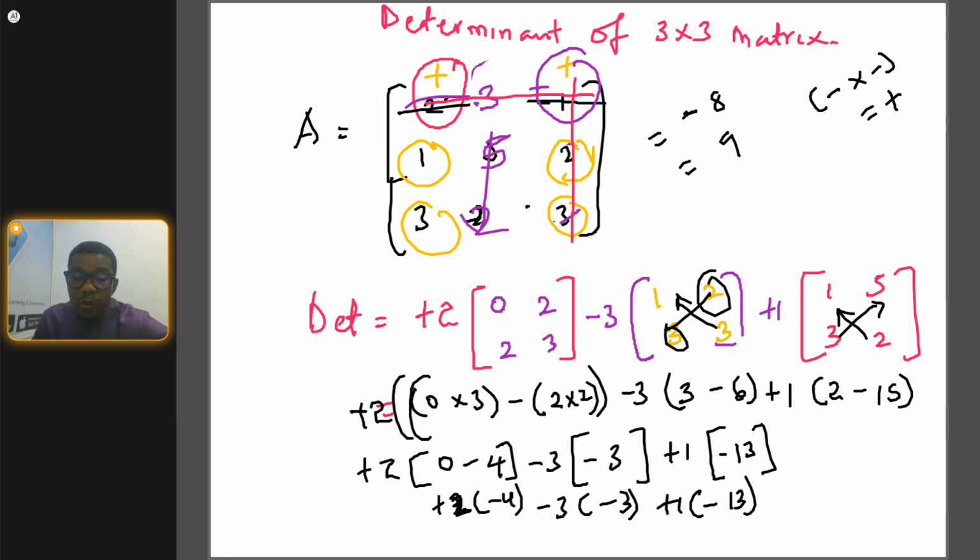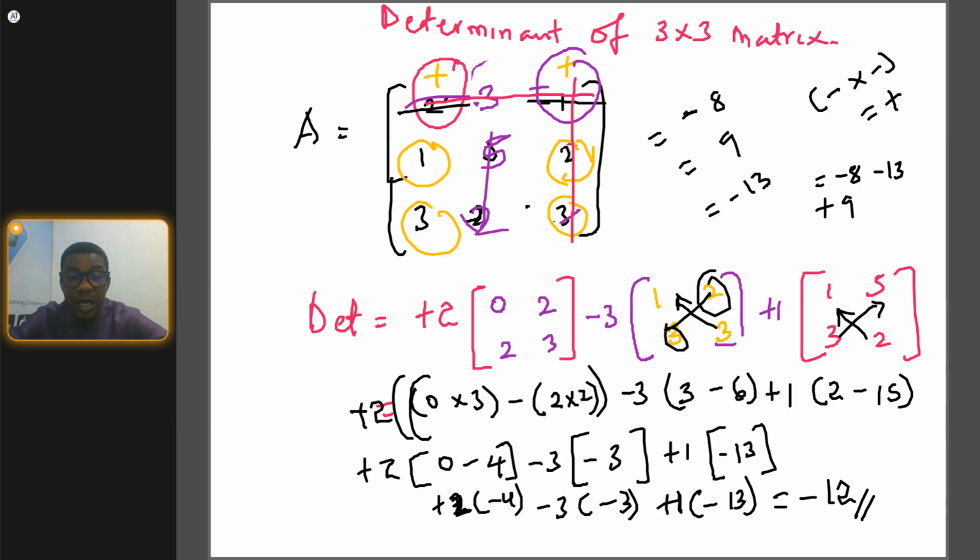Now also 1 multiplied by minus 13, that is minus 13. So we have minus 8 minus 13 plus 9. The answer is minus 12, which implies that the determinant of this particular matrix is minus 12.